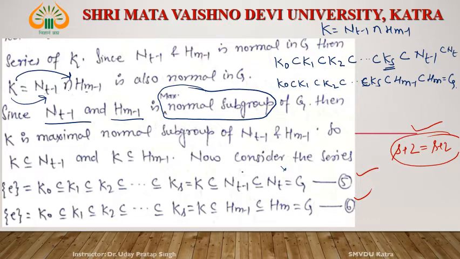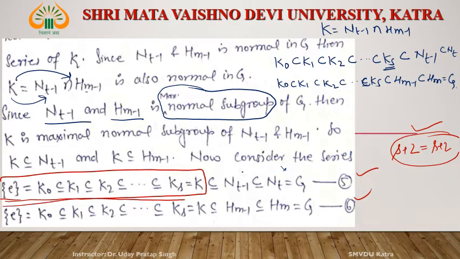See, for this series, from this one up to this one, their factor groups are isomorphic. The factor groups of this series and this series are isomorphic to each other.